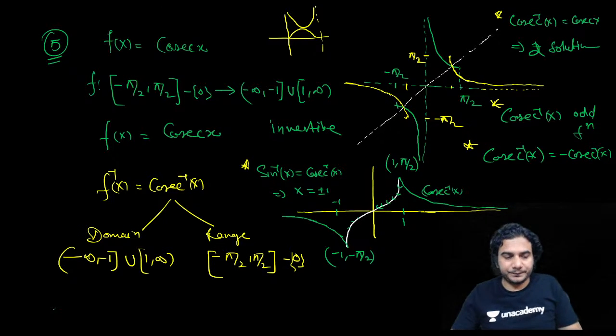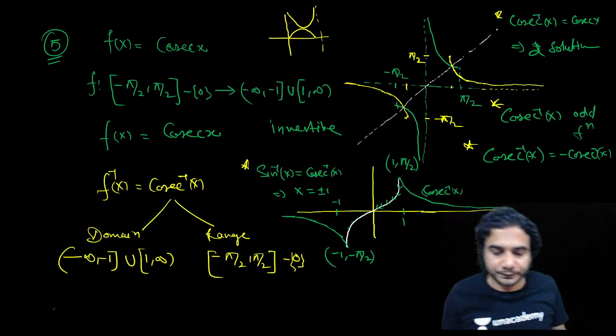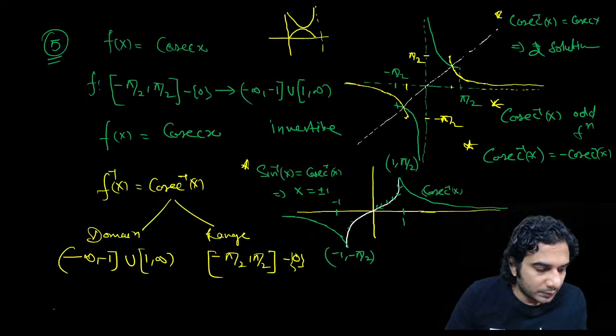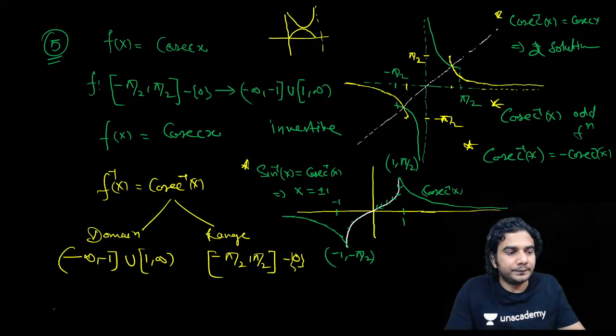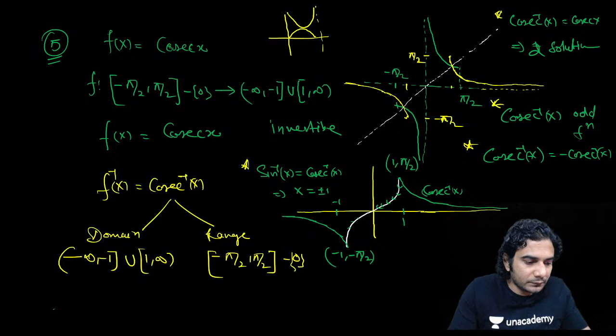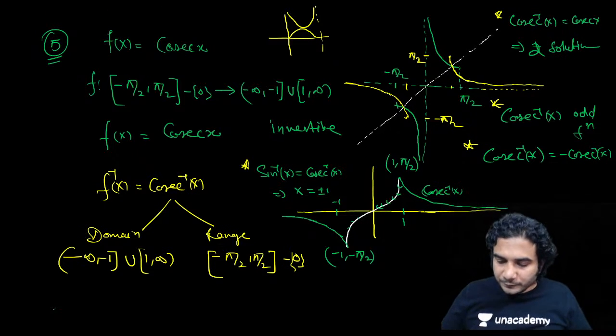Now we are left with one more. So the last is sec x. Let's plot the graph of sec x quickly. This part I'm leaving because it will repeat the values. And then further if you go, this is up to pi by 2. And further you go, then it will be like this, okay?